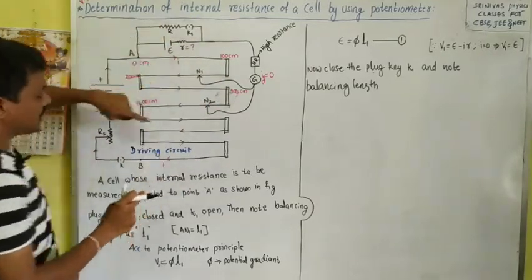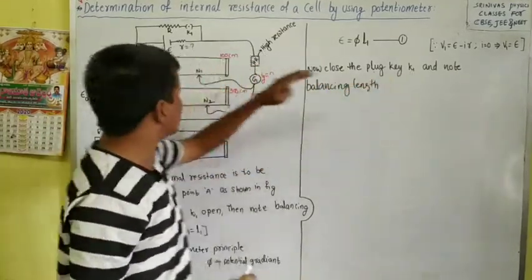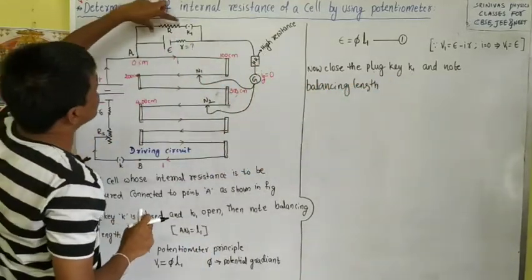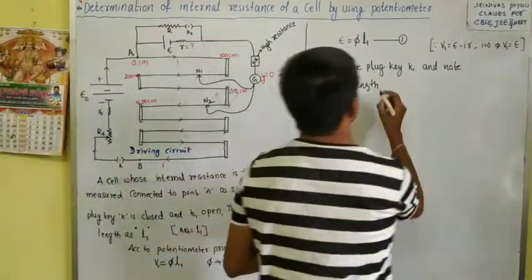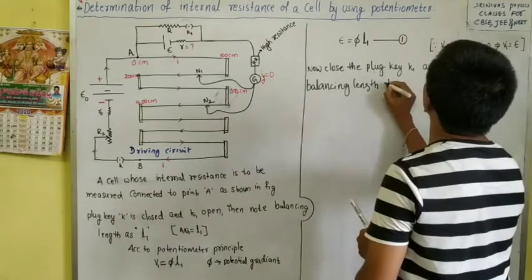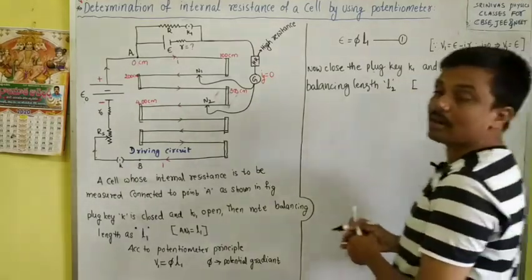Next, K1 is closed. When K1 is closed, at that moment this resistance becomes active in position. At that moment the balancing length you have to note as L2. Right, L2. From where to where? How to note the balancing length?